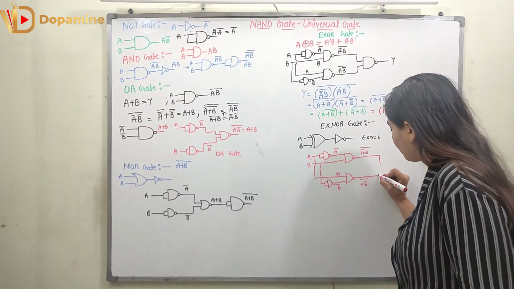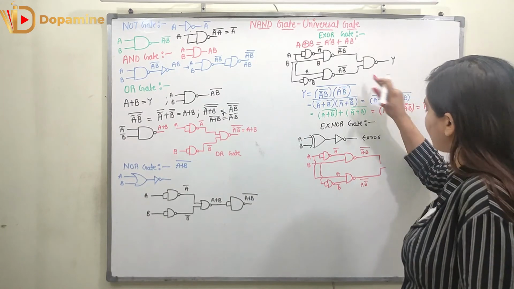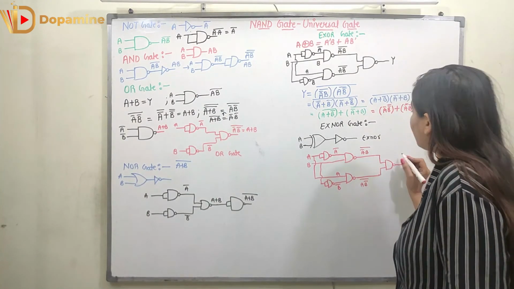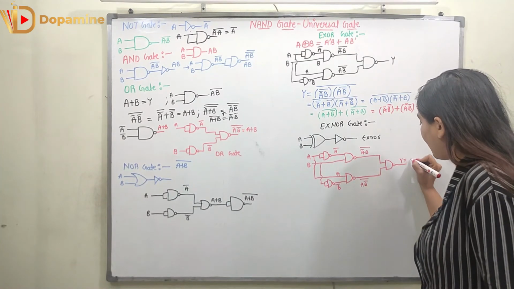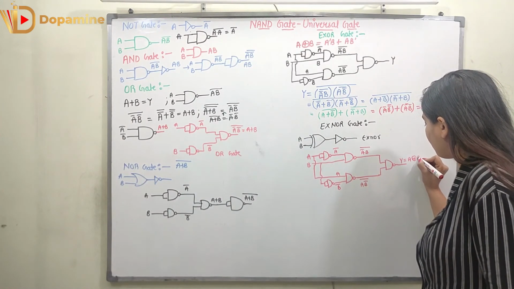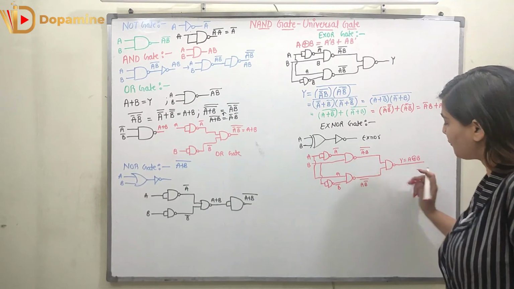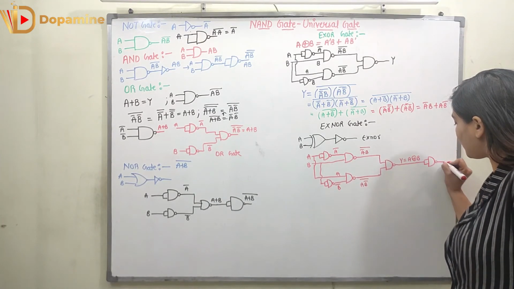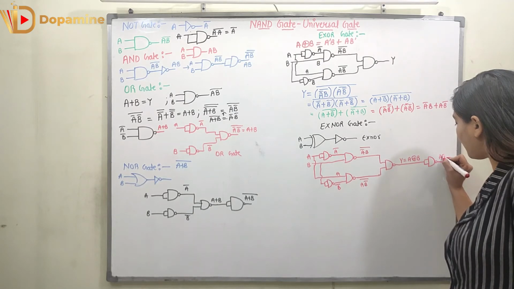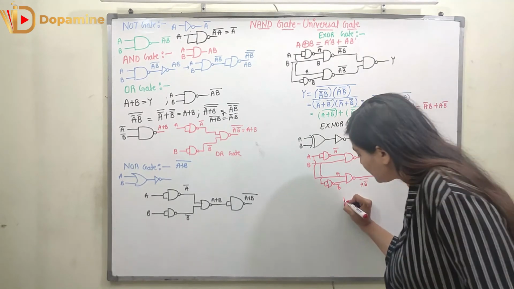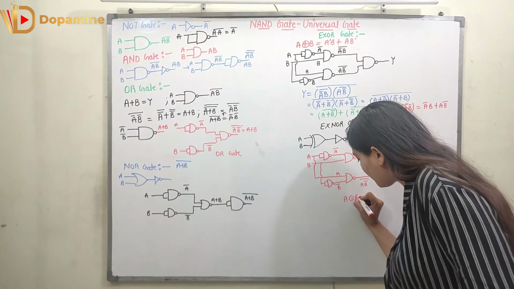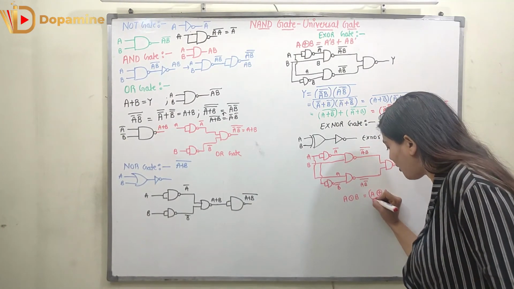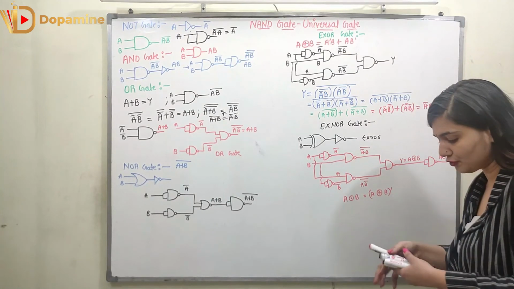Now I am going to take another NAND gate, and here I will get Y. Y is A XOR B. A XOR B we have found out. Now I am going to take an inverter, and here I will get A XNOR B. I gave you this identity: A XNOR B is equal to A XOR B complement. Again I am going to prove it.